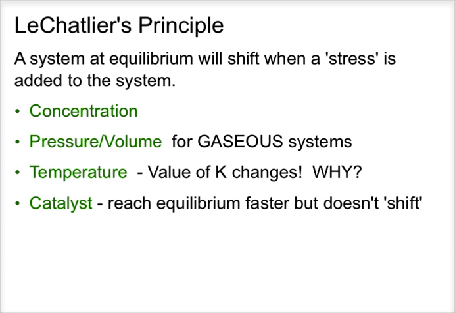For example, if you increase the concentration of either a reactant or product, or change the volume of a system at equilibrium, or change the temperature. Notice that there's only one time where the stress added to a system at equilibrium will cause a change in the value of K, and that is when temperature is changed. K is always temperature dependent, and so a change in temperature changes the numerical value of K.